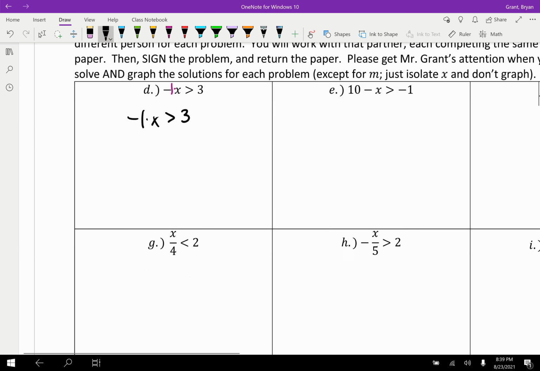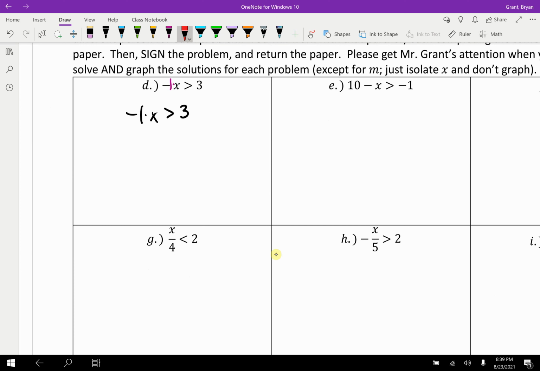Okay. We are going to go ahead and divide both sides by that -1. And don't forget, when you multiply or divide by a negative, we switch the direction of the sign. 3 divided by 1 is 3, but a positive divided by a negative is a negative. You do have to draw your own number lines here, but I think you'll be all right.